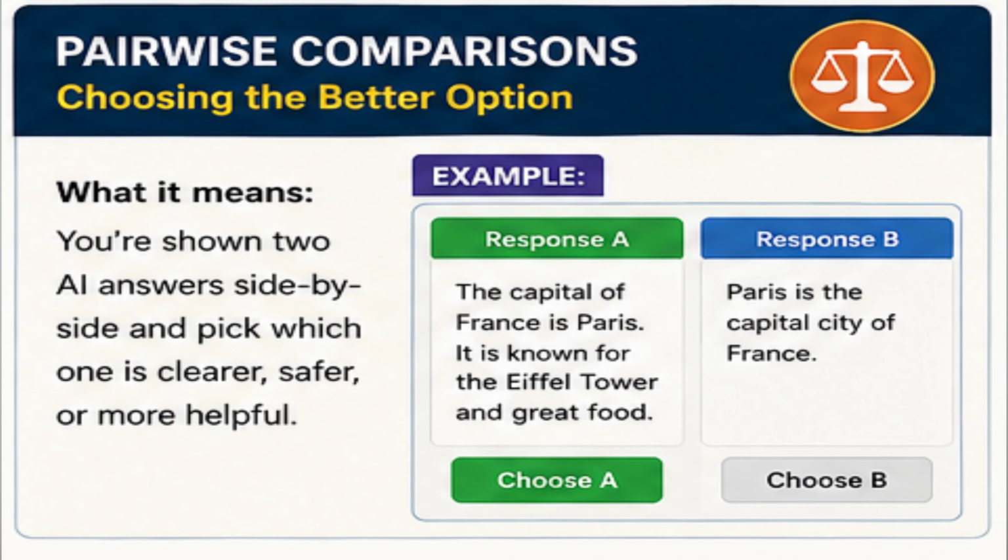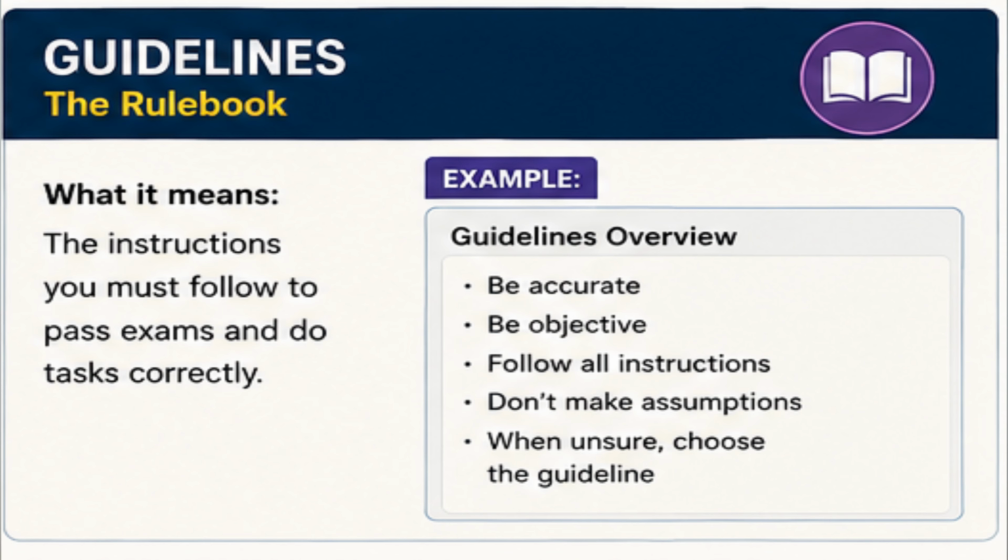Pairwise comparison. Choosing a better option. You're shown two AI answers side by side and pick which one is clearer, safer, and more helpful. Guidelines. These are the rule books. The instructions you must follow to pass exams and do tasks correctly.